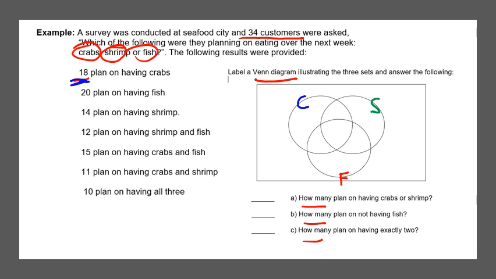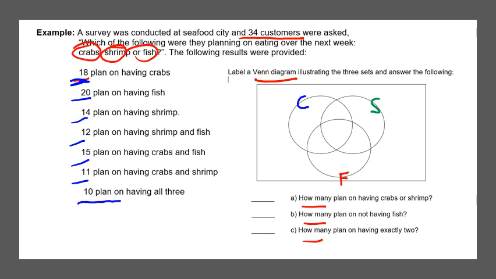Because the crab circle has 4 regions to it. I don't know how to break up the 18. The 20 that plan on having fish. Again, I have a problem here because I don't know how to break up the 20. If I have to break up a number into 2 or more regions which have no numbers in them, I don't know how to break it up. So I can't work with the number yet. So keep going down and keep thinking about this. Right now, I cannot work with any of these above numbers right here.